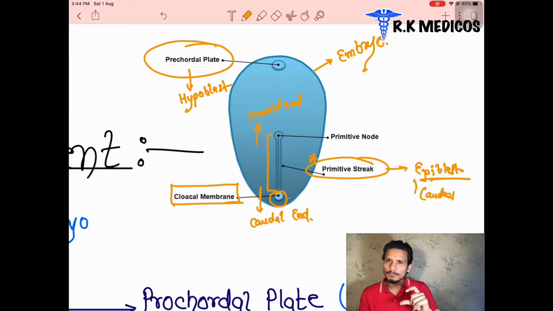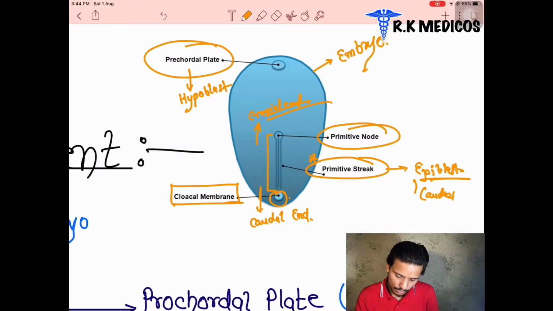The cranial part is going to thicken. It means that part of the primitive streak is going to thicken in the cranial end, and they form a node. That node is called the primitive node. So the primitive node is formed by the thickening of which part? That is the primitive streak, and it is developing from the epiblast cells.